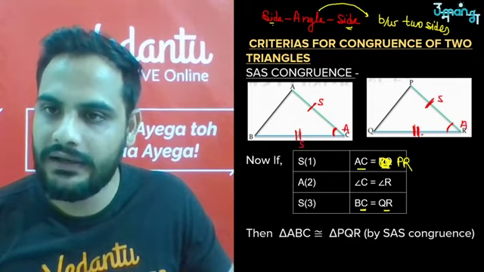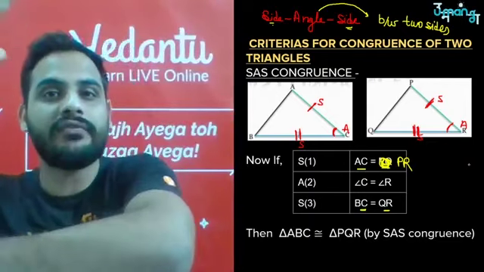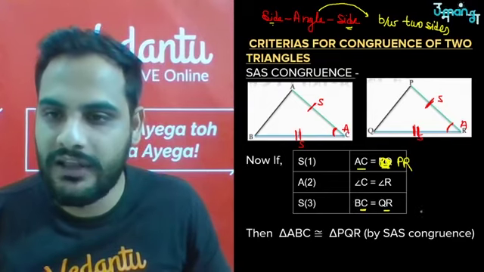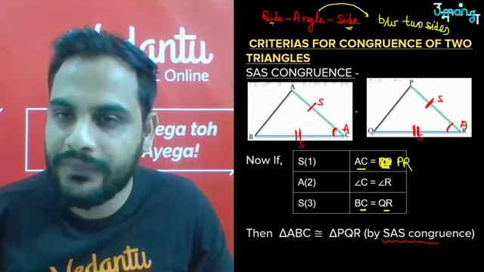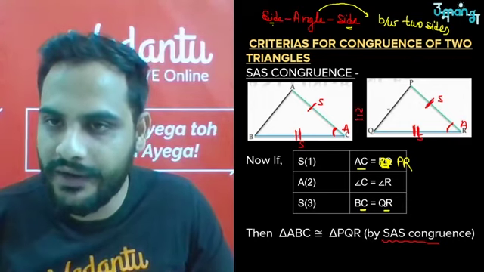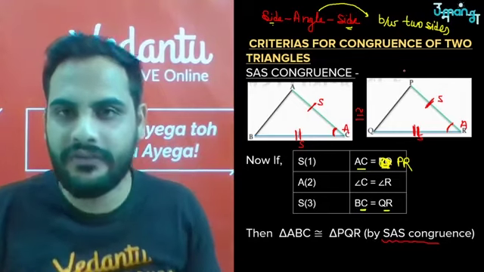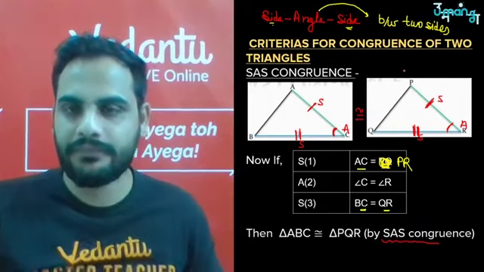Side angle side criteria: two sides of a triangle are equal to two sides of another triangle and the angle between them is the same for both. Then we can say by SAS criteria, triangle ABC will be congruent to triangle PQR. As simple as that. So the first criteria is what? Side angle side criteria.